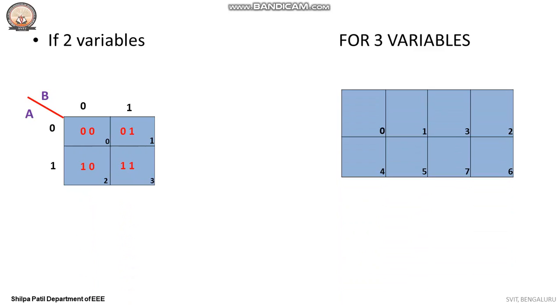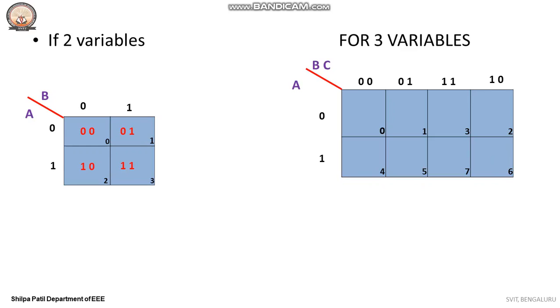Similarly, when we use three variables, one variable we take on the row side and the other two variables on the column side. So we have two rows, 0, 1, and four columns: 00, 01, 11, 10. Why have we taken 11 and then 10? In the beginning, I already told you, in a K-map we simplify based on the single bit change.